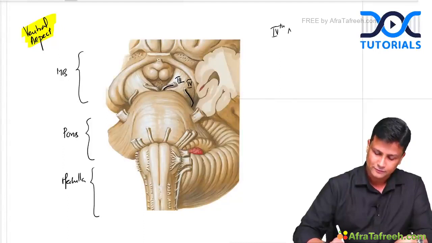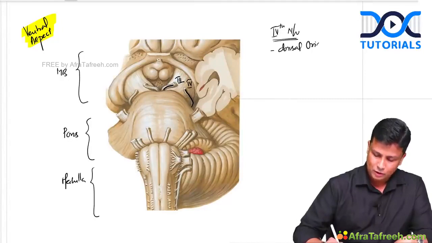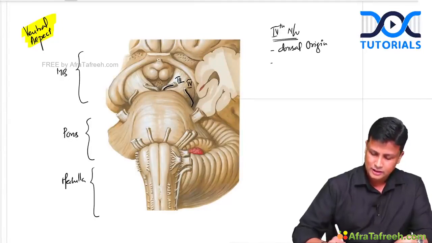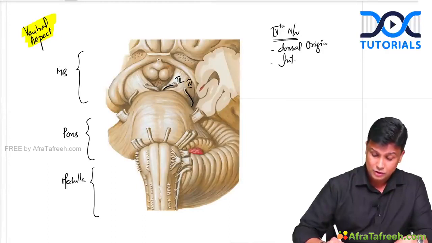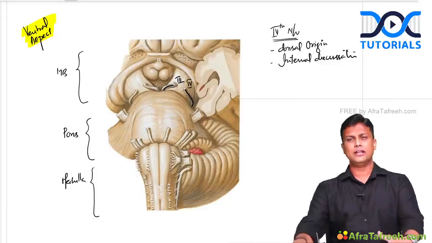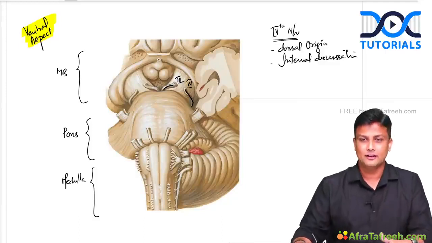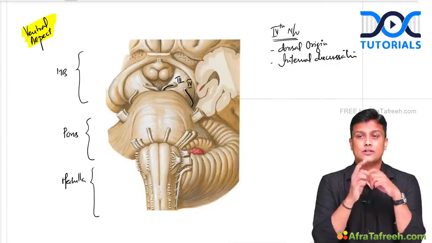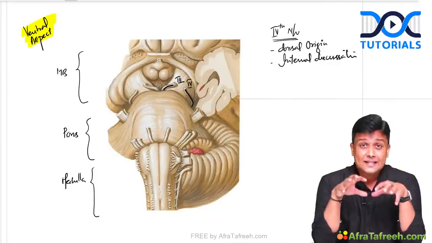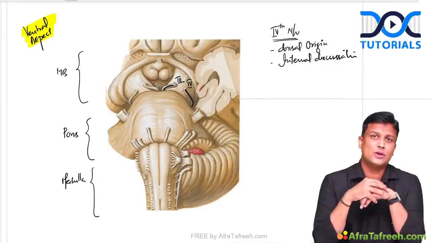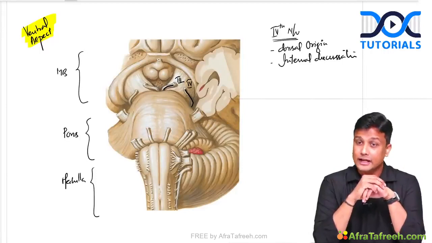The fourth nerve. Number one, it is the only cranial nerve which has got the dorsal origin. And number two, it is the nerve which has got internal decussation. Now, what is the meaning of that? Decussation means crossing. It is actually crossing inside the midbrain only. That is the reason why it is known as internal decussation.